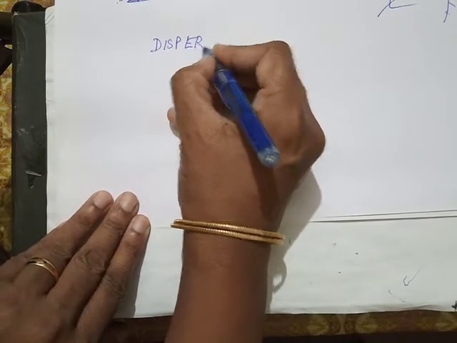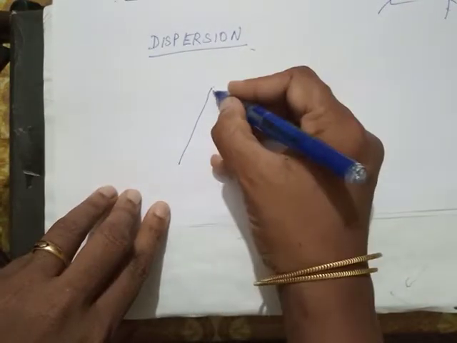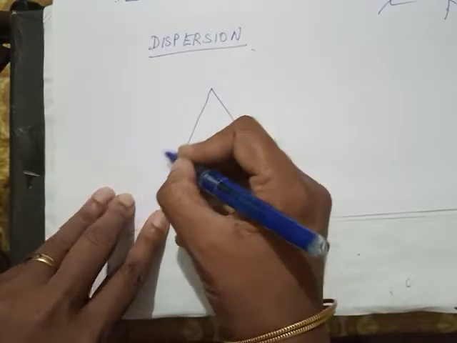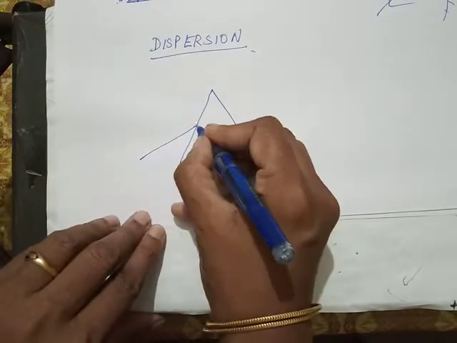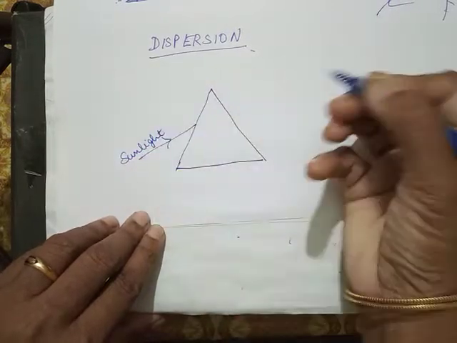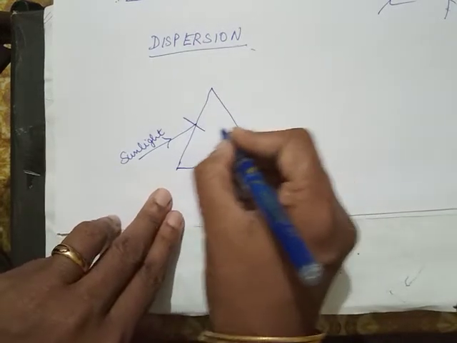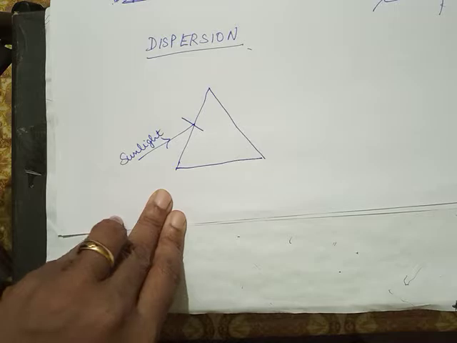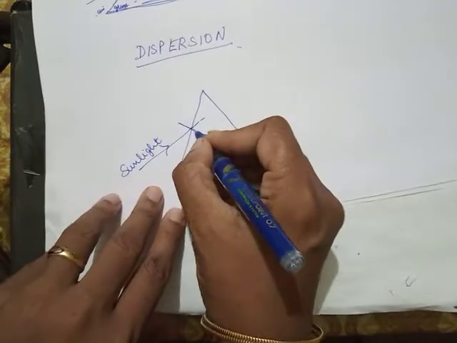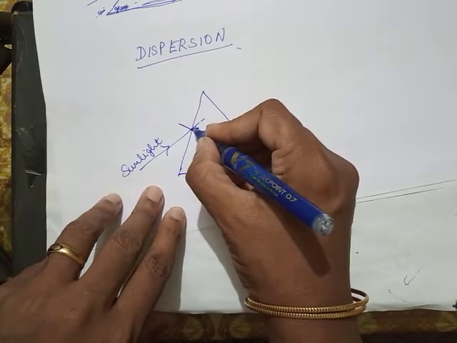Okay, now what will happen? You keep a prism like this facing sunlight. Okay, keep it facing sunlight. This is sunlight. What will happen? You will see 7 colors coming out. Here it will bend like now. Here itself it will split into 7 colors.